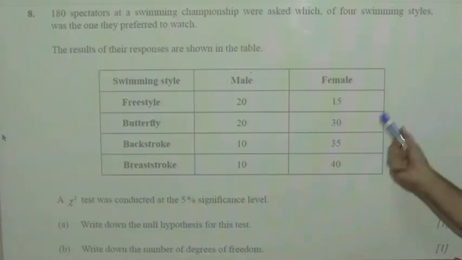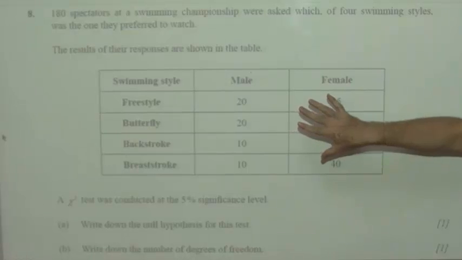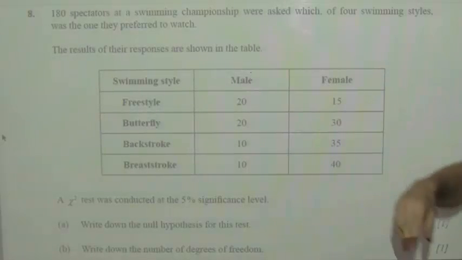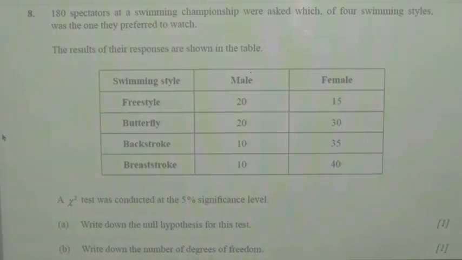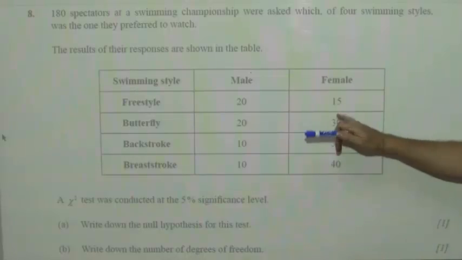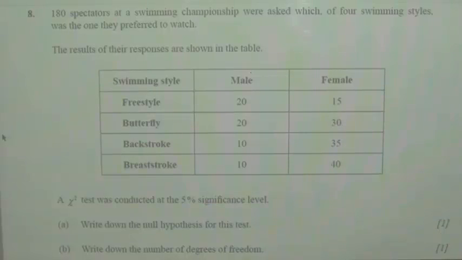This question 8 is a chi-squared question, and they give you a table of results from 180 spectators at a swimming championship, asking which of the 4 events they prefer to watch. And here are the results. And the first question they want you to do, and this is very typical, write down the null hypothesis.